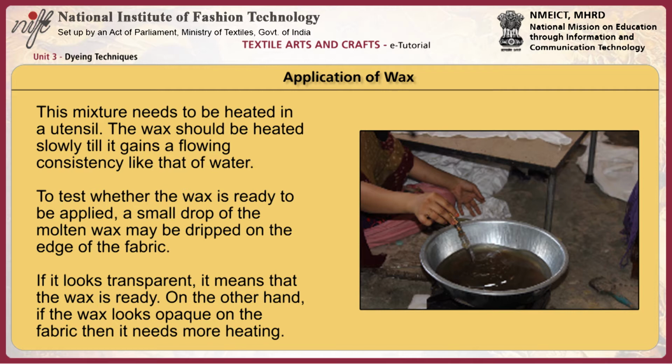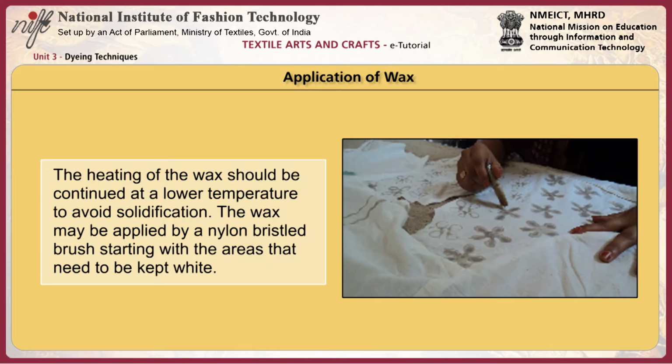The wax should be heated slowly till it gains a flowing consistency like that of water. To test whether the wax is ready to be applied, a small drop of the molten wax may be dripped onto the edge of a fabric. If it looks transparent, it means the wax is ready. On the other hand, if the wax looks opaque on the fabric, then it needs more heating. The heating of the wax should be continued at a lower temperature to avoid solidification.